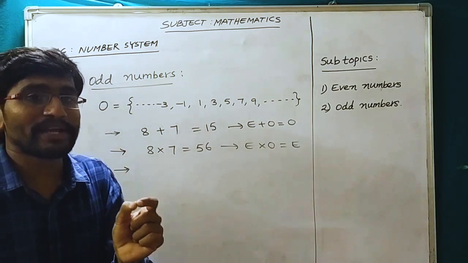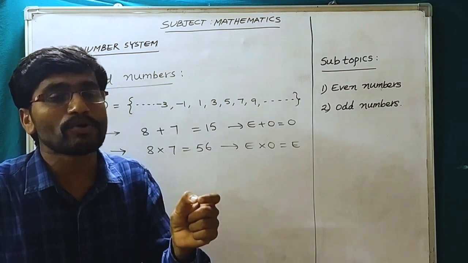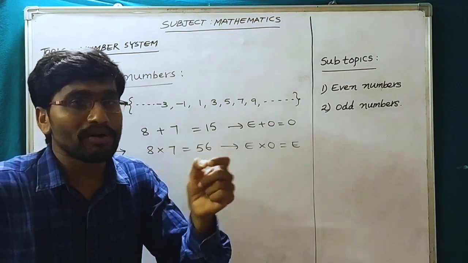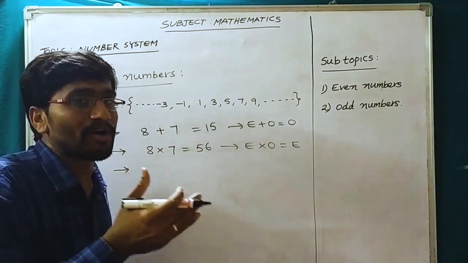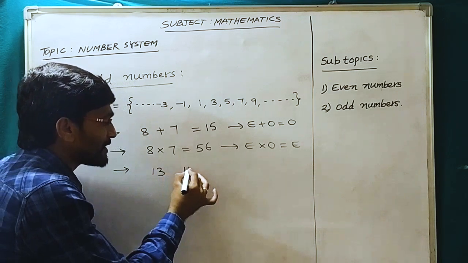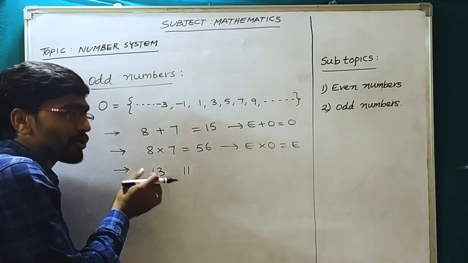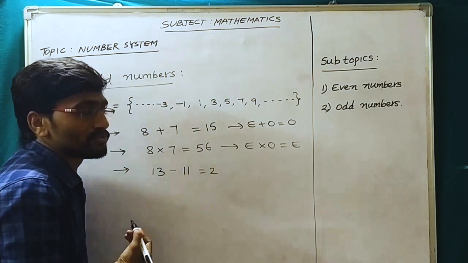And the difference between any two consecutive odd numbers is always 2. Let us consider 13 is an odd number, 11 is an odd number. 11 and 13 are consecutive odd numbers. Difference between them gives what? 2.